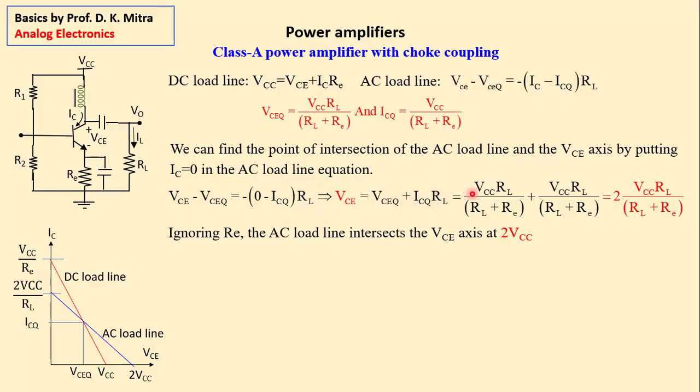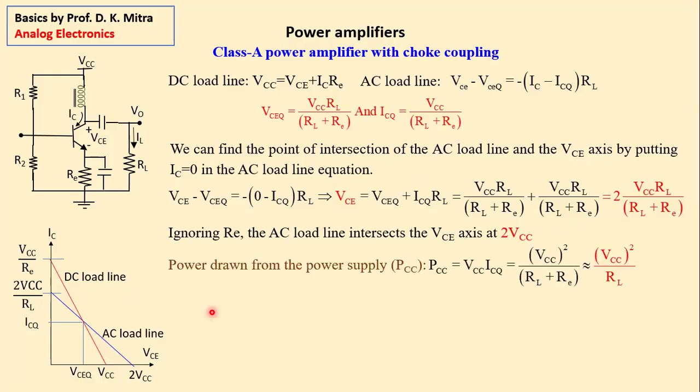VCEQ value we already know from here. ICQ value we already know from here. It becomes 2 multiplied by this. And if you ignore RE, this becomes 2 VCC. That means the AC load line intersects the x-axis at 2 VCC, where the DC load line intersects the axis at VCC. So this is the first part of going into power calculation. Then we can start power calculation.